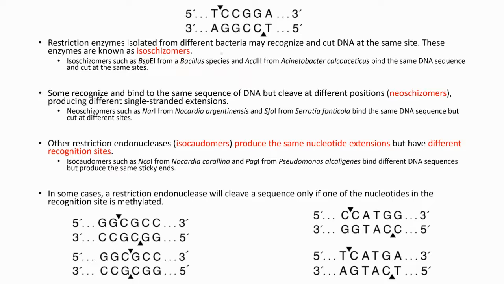And some enzymes recognize and bind to the same sequence of DNA, but they cleave at a different position. We call these enzymes neoschizomers. With isoschizomers, it is exactly the same. Neoschizomers identify the same sequence but have a different cutting pattern.